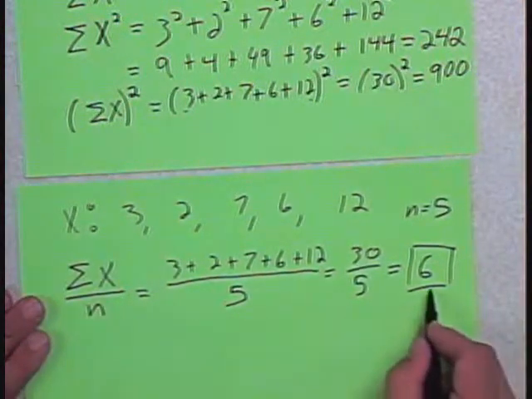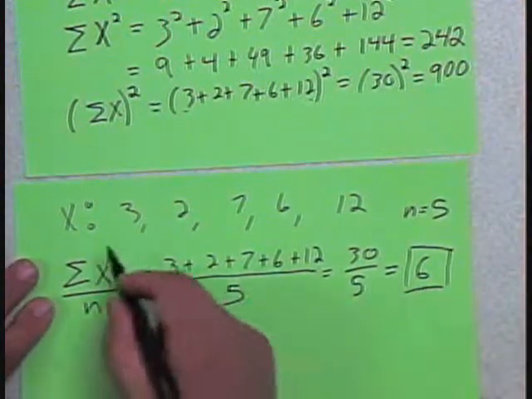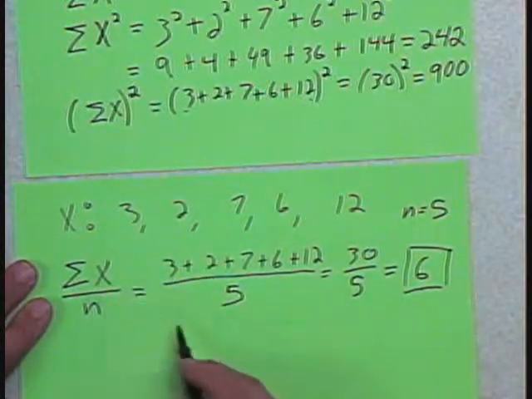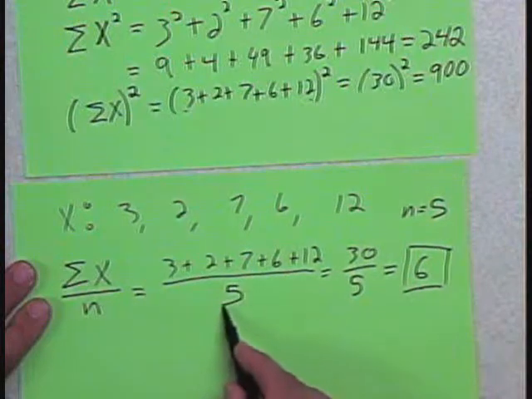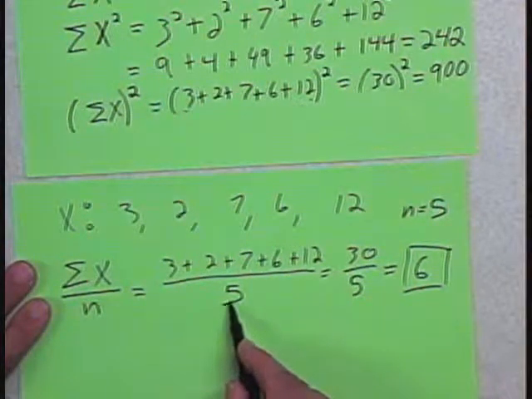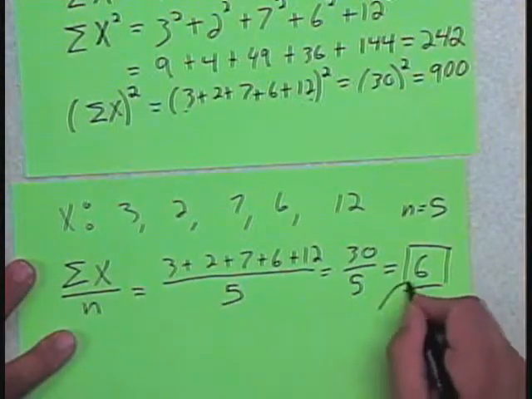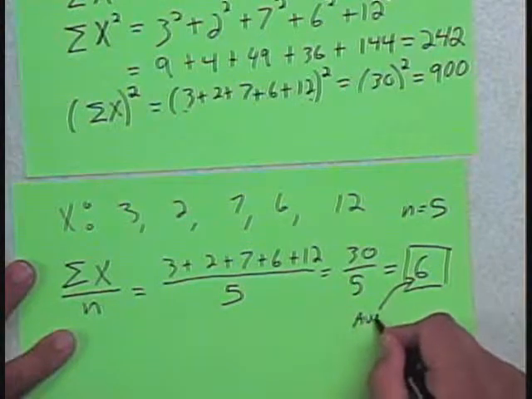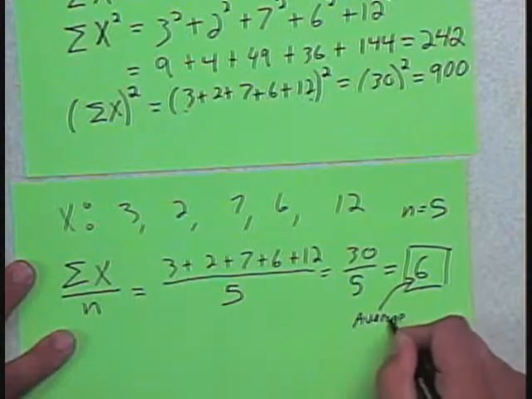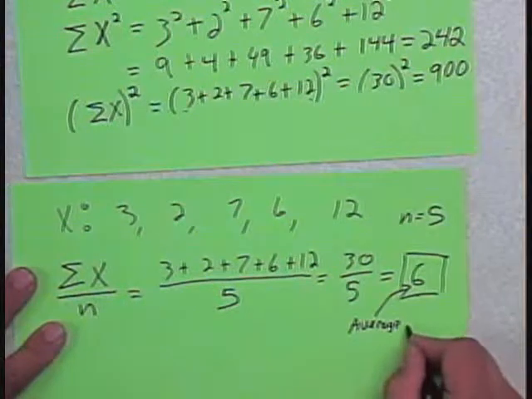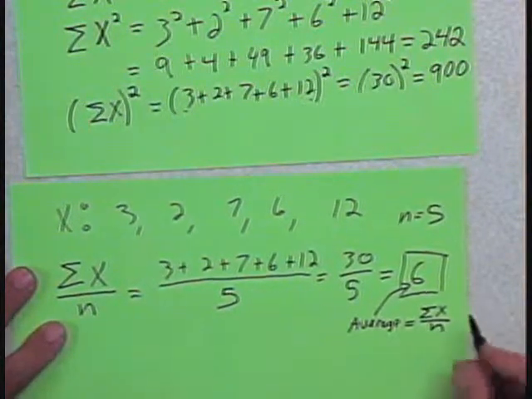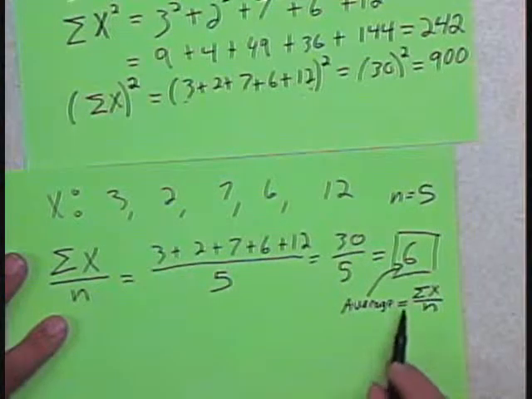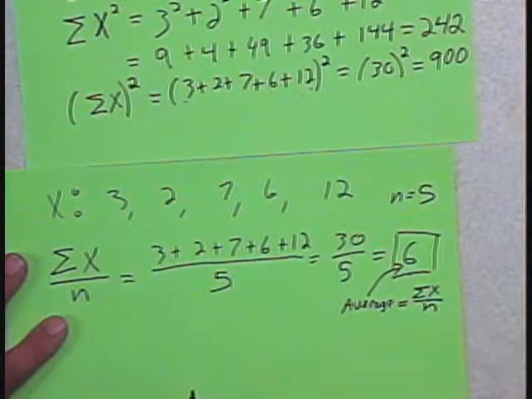And in fact, do you know what 6 is? If this is a set of numbers, what did I just do to that set of numbers when I added them together and divided by the number of them? I found the average of the numbers. So this is actually the average value for my sample x. Okay, and this is a formula, sum of x divided by n. So this is actually a formula for the average value.